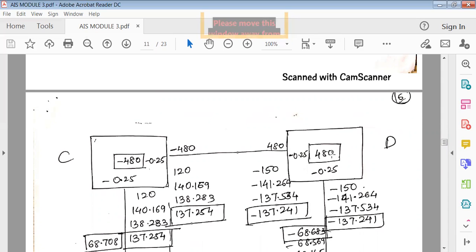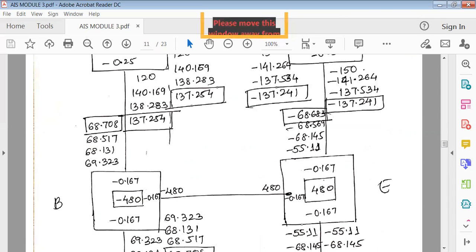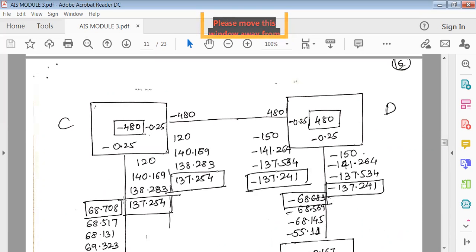Plus 480, write plus 480 because nothing here. In this portion, there is no fixed end moments. Next, similarly here also, minus 480, write it inside. Here also, plus 480, write it inside. Okay, next, once you write them inside the smaller squares.